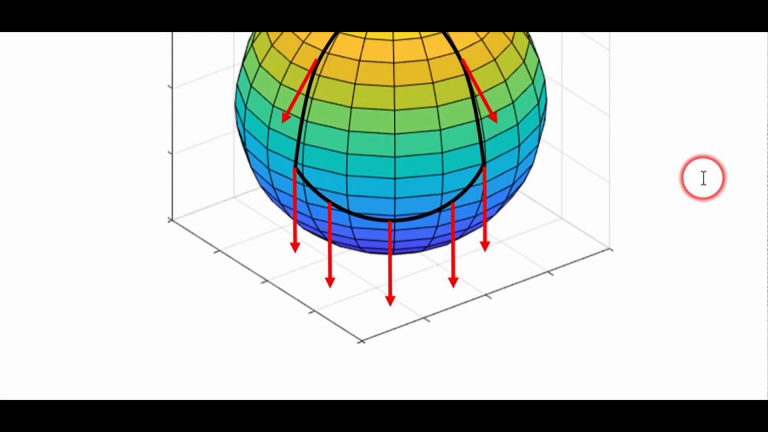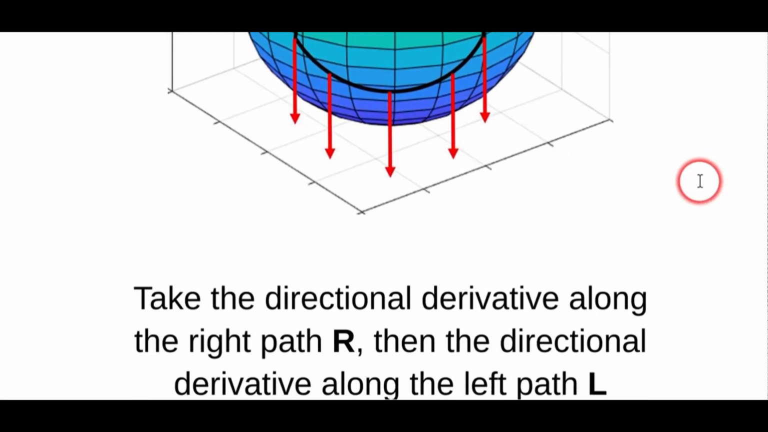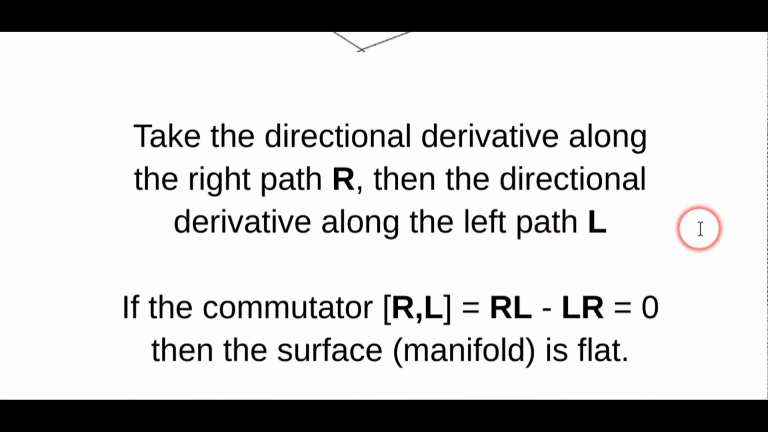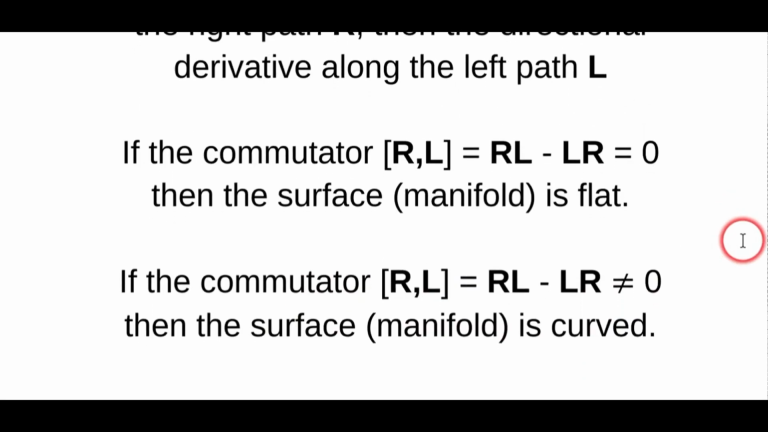So this is how I read that he envisioned this, right? So what we're going to do is take the directional derivative along the right path and then the left path, and then we're going to do something called the commutator, which is written as this: r comma l. So if r times l minus l times r is equal to 0, then the surface, the manifold, is flat. If it's not equal to 0, then the surface manifold is curved.